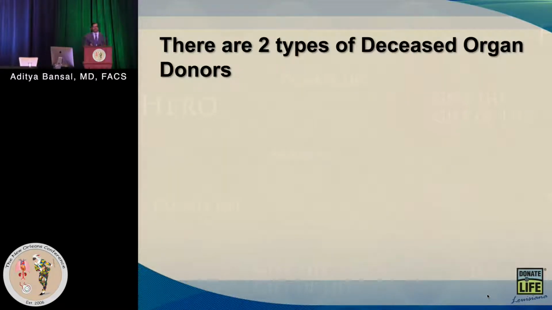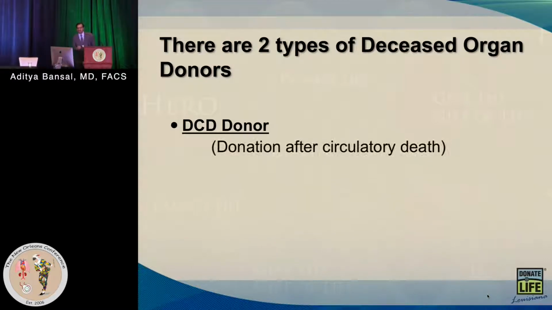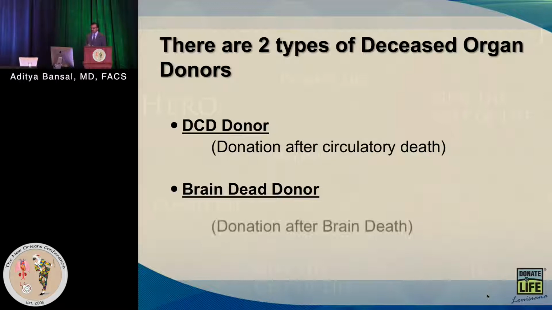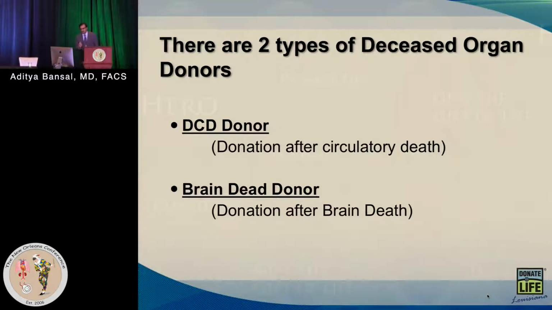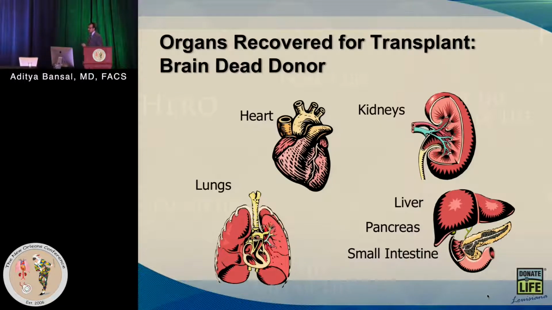We'll talk about two types of donors and how we classify them. The first one is a DCD donor, which is donation after circulatory death. And the second one is a brain dead donor, that is donation after brain death. These two have a little bit of differences in the type of organs that can be obtained.